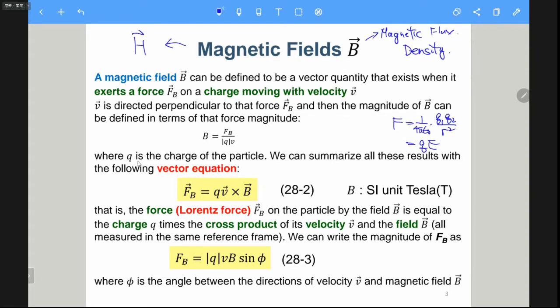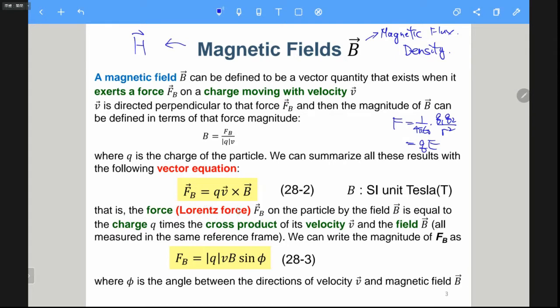So where Q is the charge of a particle, we can summarize all this result with the following vector equation. Fb is QV times B. Not times. Sorry, this is the cross product, which is the difficult part here. Of course, I think you should have learned it in high school physics, but still, it is not an easy concept here. So the first law, the force, the Lorentz force.